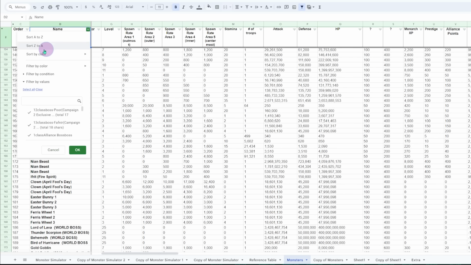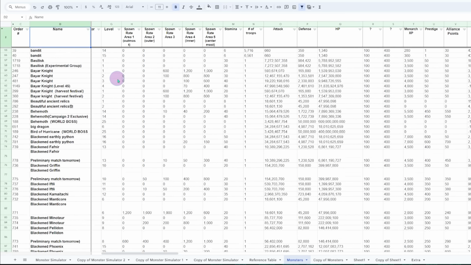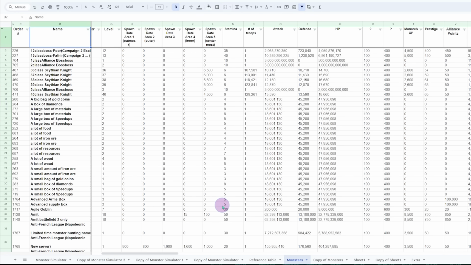And you can just look up monsters by their name, by their attack, by their level. I do level a lot, actually. It's very useful to me. But again, make this however works for you.